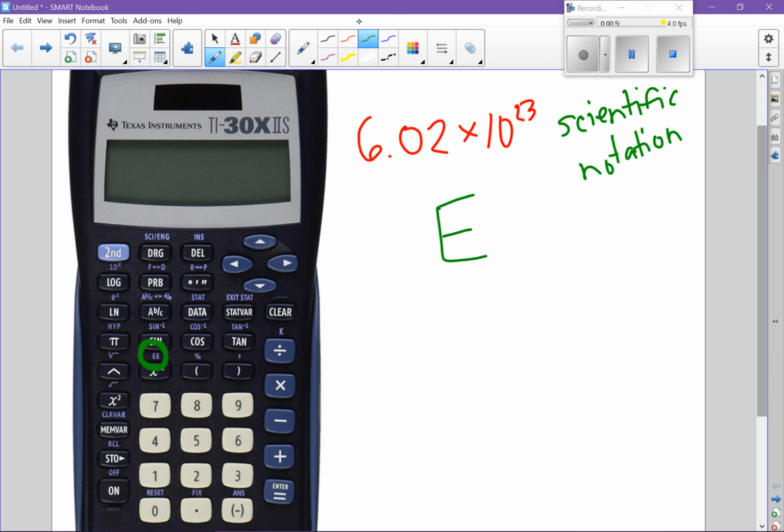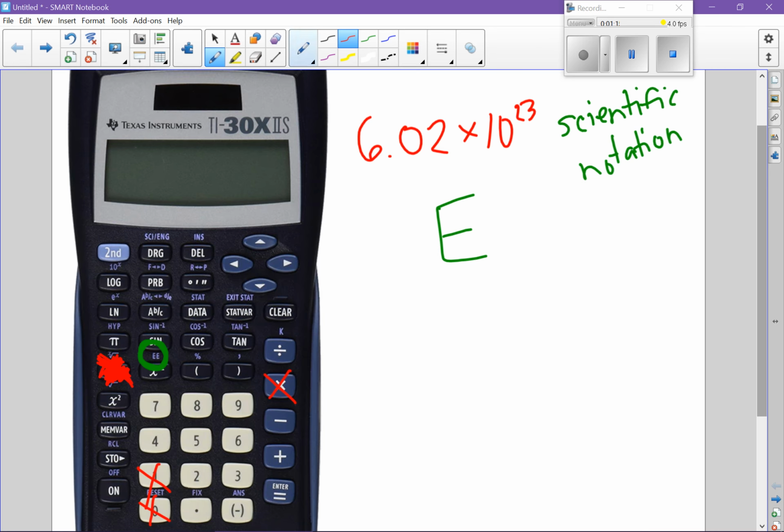Here's what you are not going to do. You are not going to type in times 10, and I hate this, the to the button right there. Those ones are not allowed, especially that stupid to the button. You may not use that.